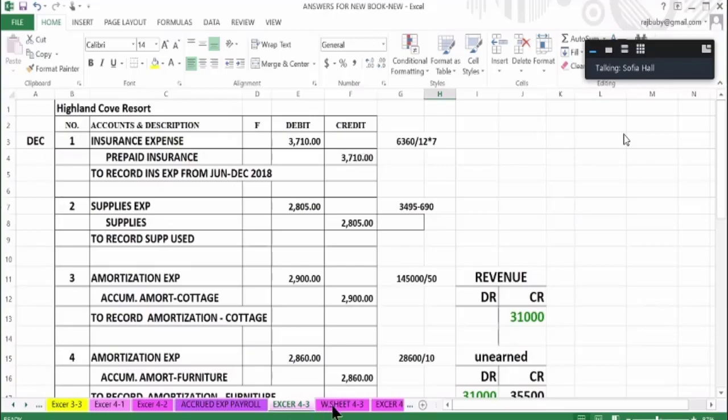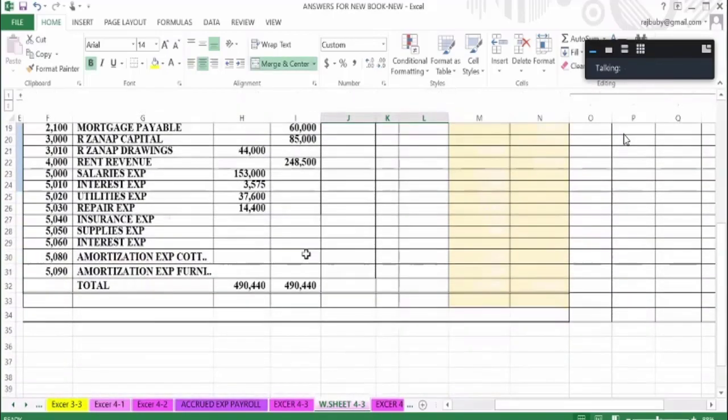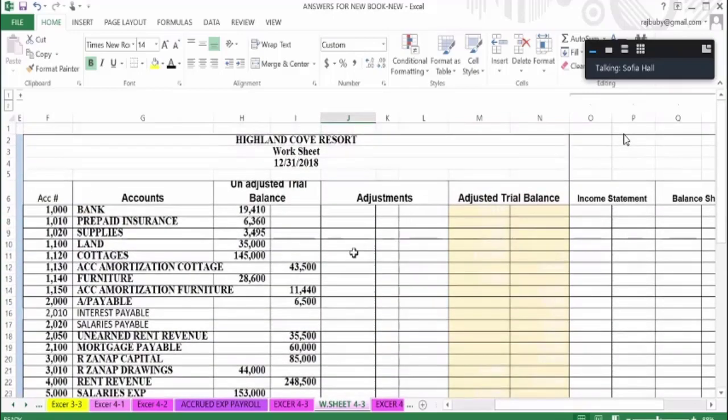In that case, you are going to record here insurance expense. That one is going to be debit 3,710 and also the number, and then go to prepaid insurance. That one is credit. You are going to put the number. The same way you are going to record the adjustments. Then after that, we can do this column now, right?